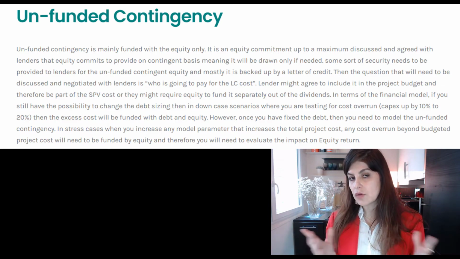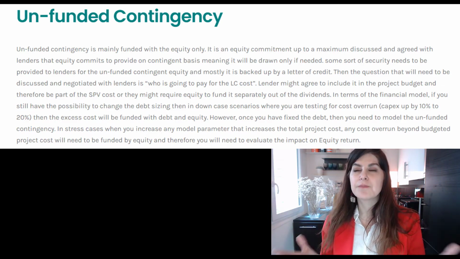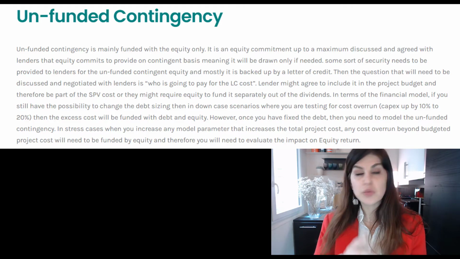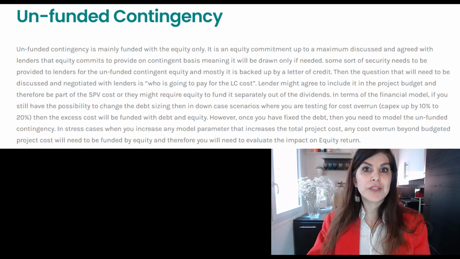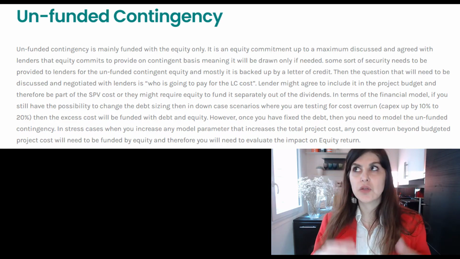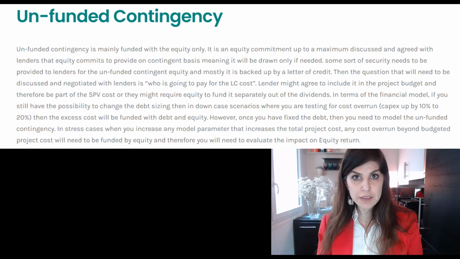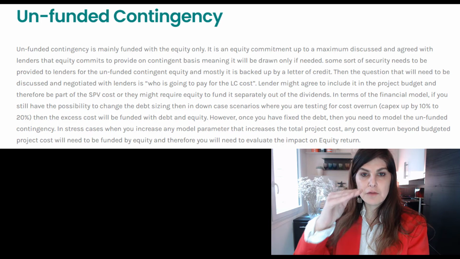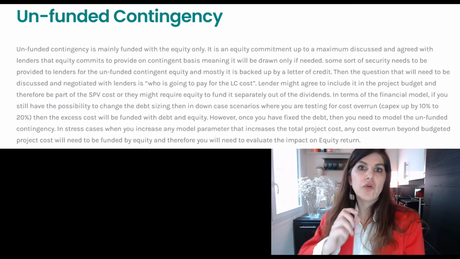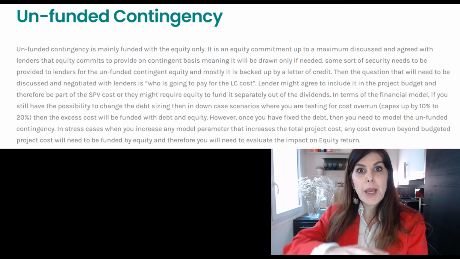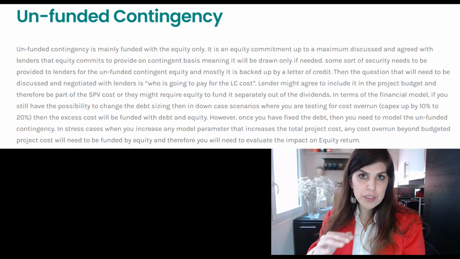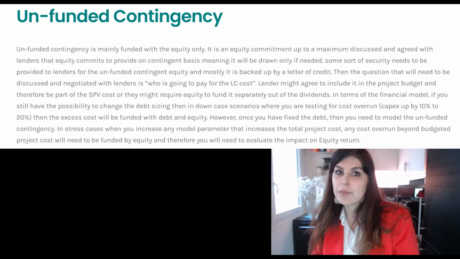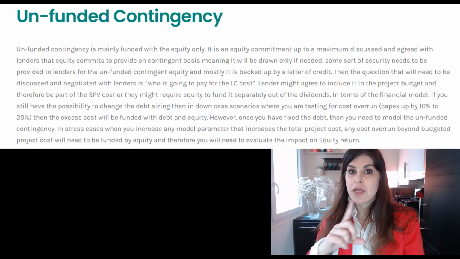However, one thing to keep in mind, which is kind of obvious, is that unfunded contingency will not be triggered during the base case. It might be triggered during the down cases, when you have a stress case, when you increase capex by certain percentages and you have a fixed debt. So your debt is sized, you have a maximum ceiling for all your senior tranches, and then if you have a cost overrun, which will be beyond your budgeted total project cost and beyond the maximum commitments from lenders, that's when you have to tap into that unfunded equity. Okay, so that's how you need to model it.